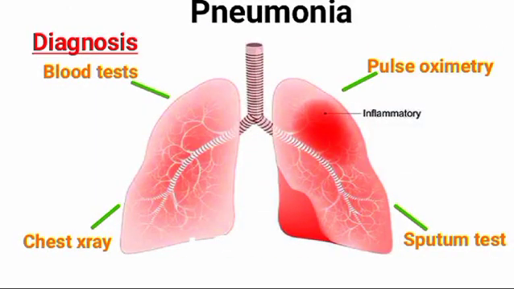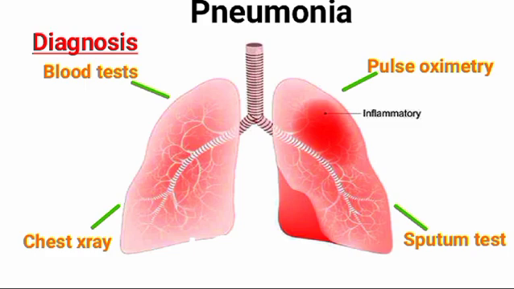Now, diagnosis. Pneumonia can be diagnosed through various tests like blood tests, pulse oximetry, chest x-ray, and sputum tests. Blood tests are used to confirm an infection and to try to identify the type of organism causing the infection. However, precise identification is not always possible. Chest X-ray helps to diagnose pneumonia and determine the extent and location of the infection. However, it cannot tell your doctor what kind of germ is causing the pneumonia.